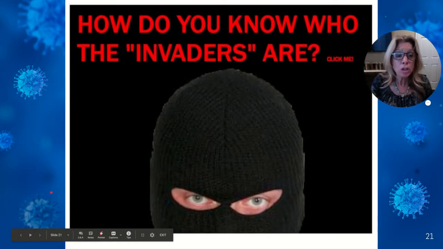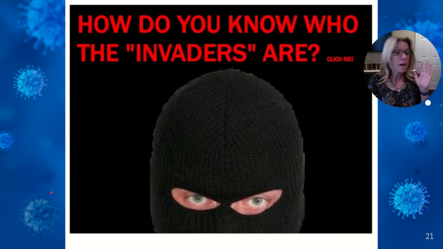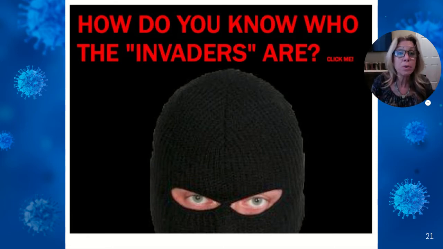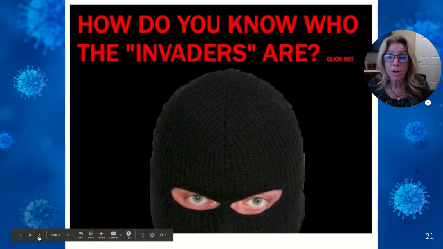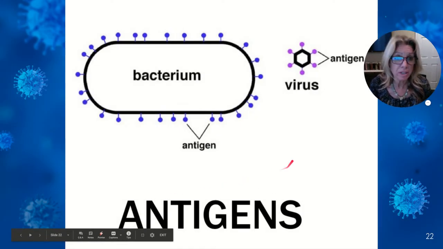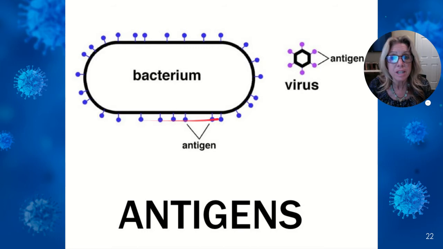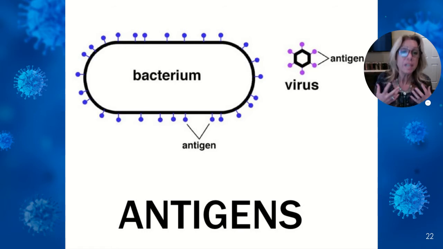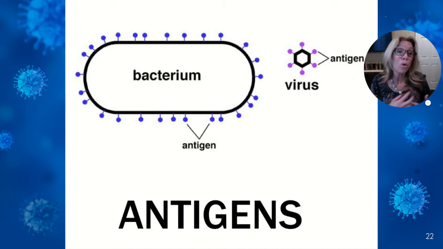All right, so let's say it gets through the barriers. You got a cut in your skin, and so this pathogen gets in. How do we know who the invaders are? Well, every single cell and every single virus has surface markers. These surface markers identify not only the organism that it's coming from, but within us, they even identify us as individuals or what organ inside of our body it's coming from.